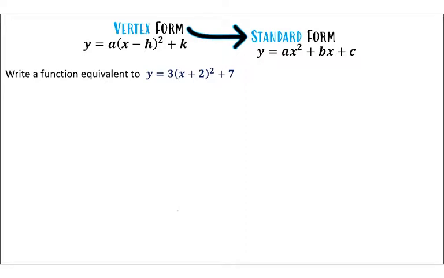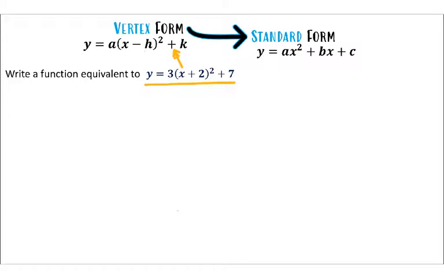All right, on the first example, our task is to write a function that is equivalent to y is equal to 3 times (x plus 2) squared plus 7. Looking at the top of our screen, we should hopefully see that this equation is given to us in vertex form. And we know it's vertex form, guys, because we have parentheses. Standard form does not have parentheses.